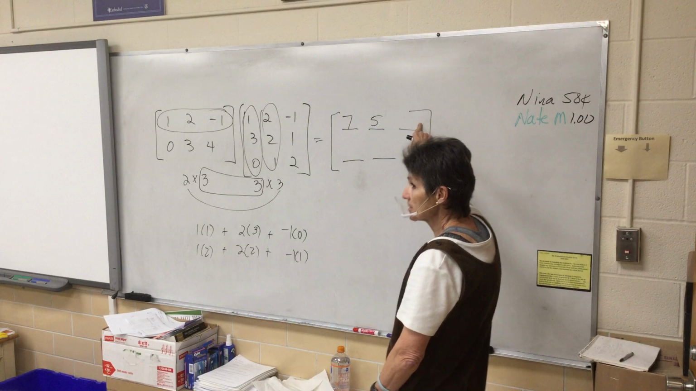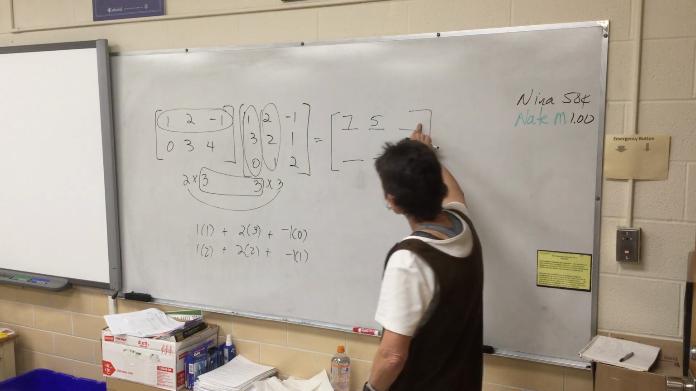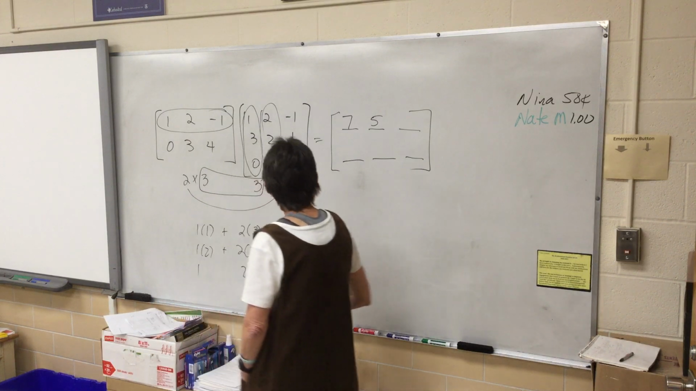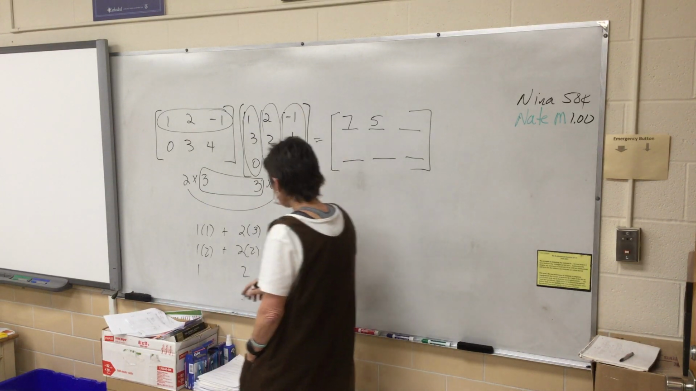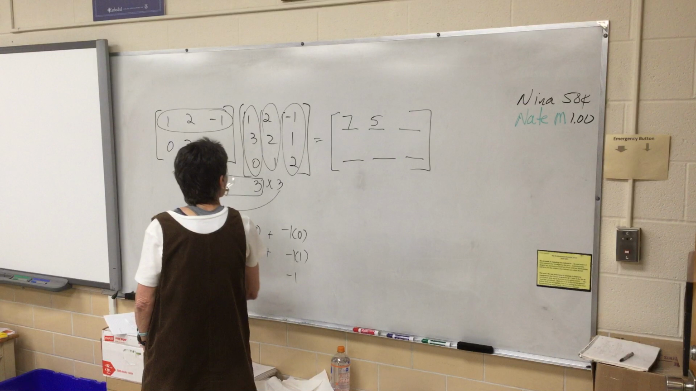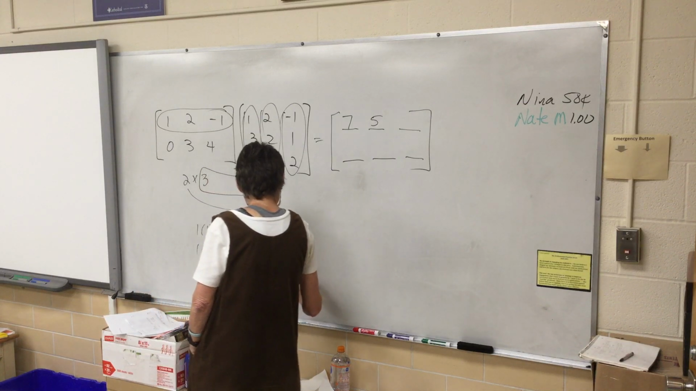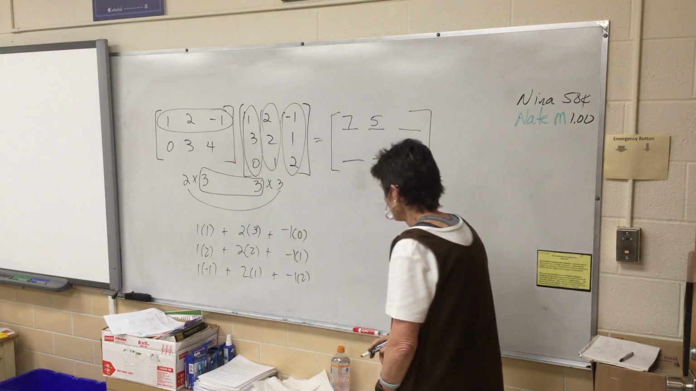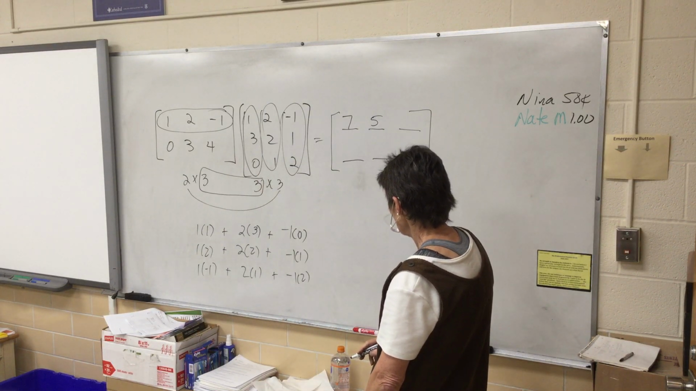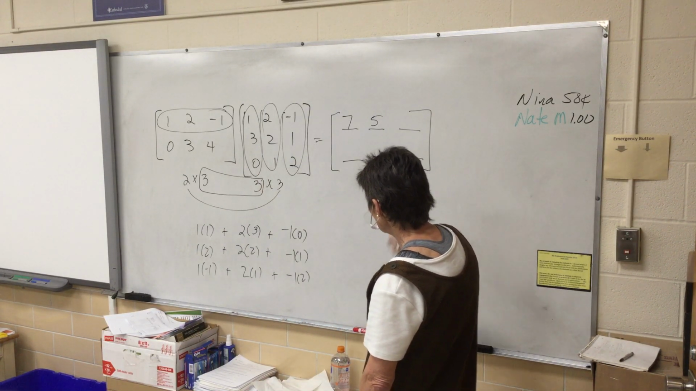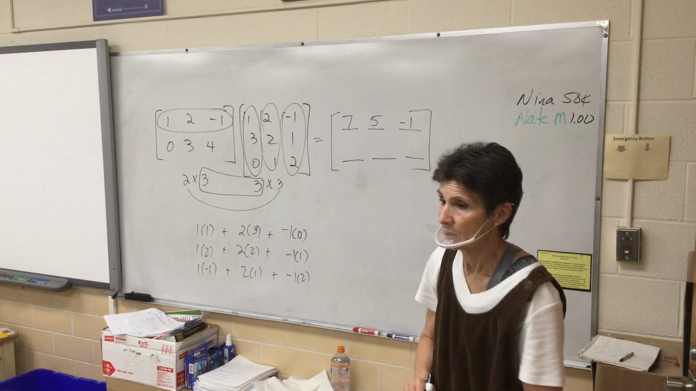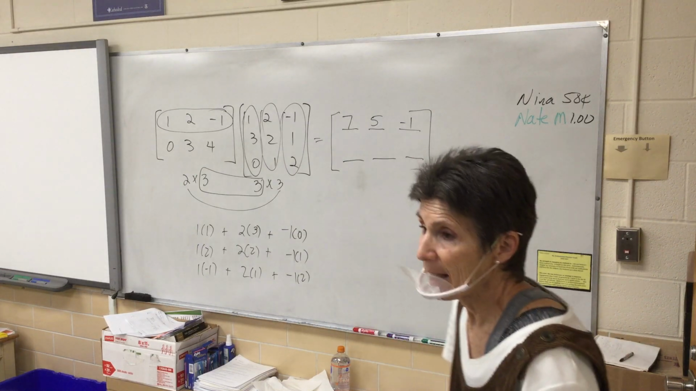And then finally, I need this spot, which is still in the first row, so I'm still using 1, 2, -1. But now I'm going to use my last column, my third column. Is that -1? Okay, now what happens?